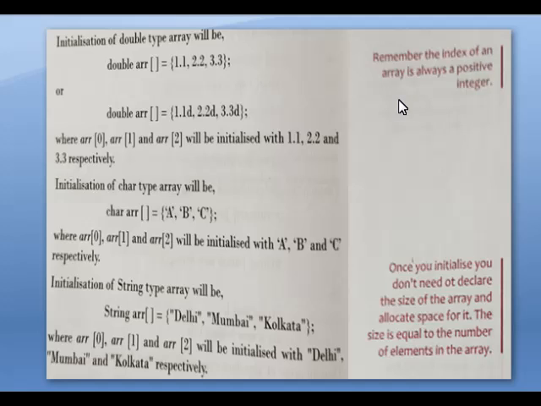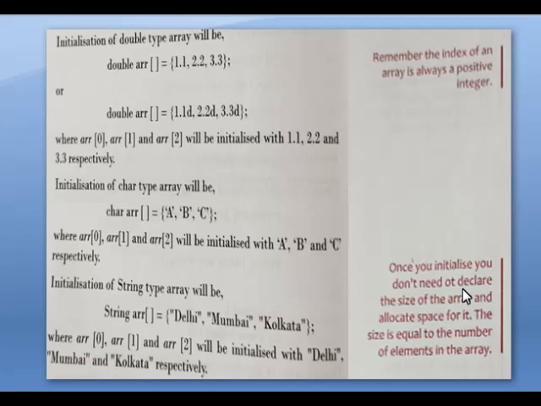Once you initialize, you do not need to declare the size of an array and allocate space for it. The size is equal to the number of elements in the array. Okay, so if you have declared the array, there is no need to give the size; the size is equal to the number of elements in the array.